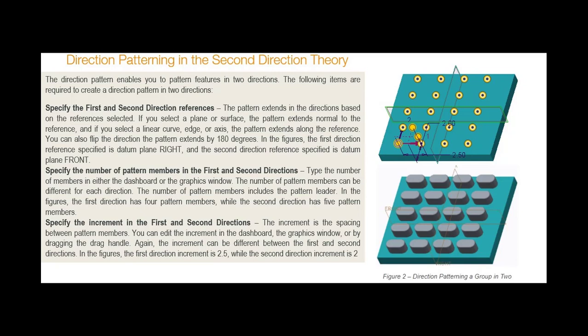Here also you can make a varying pattern, as we saw in the patterning in the one direction or first direction. So in the first and second direction also you can have a varying pattern. You need to specify the dimension to be incremented from the pattern leader, as we did in the last example, and you can also specify the incremental value based on which the pattern instances, dimensions and spacing can be changed.